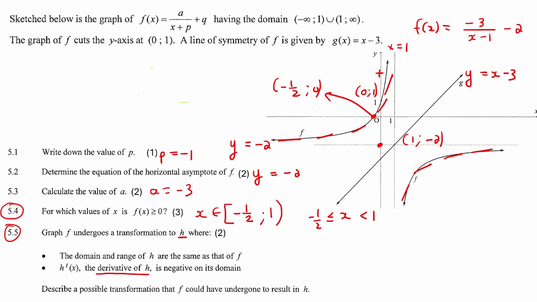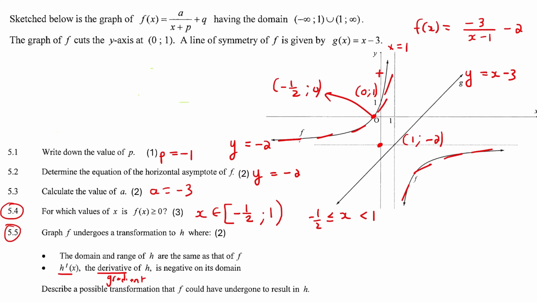In this question that they've given us, they said that graph f undergoes a transformation to become a new graph called h. The domain and range are the same. So that sort of tells us that, or let's actually also just read the next part. They say that the derivative is always negative. But for this one, we can see that the gradient is always positive.